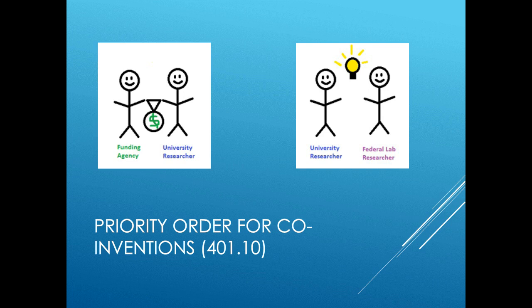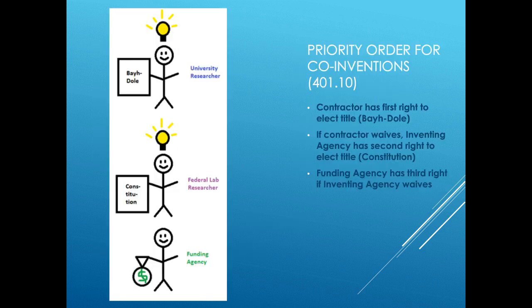So what we've done here in 401.10 is created an explicit order of operations for how to handle these joint inventions between extramural funding recipients and federal lab researchers. So obviously, because this is the Bayh-Dole regulation, the contractor has the first right to elect title. Where we went next was, if a contractor waives that first right, the inventing agency will have second right to elect title.